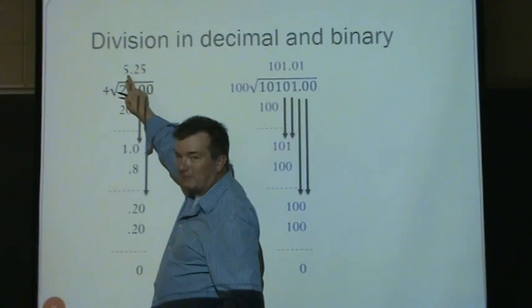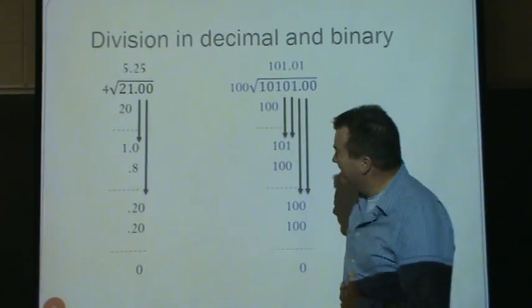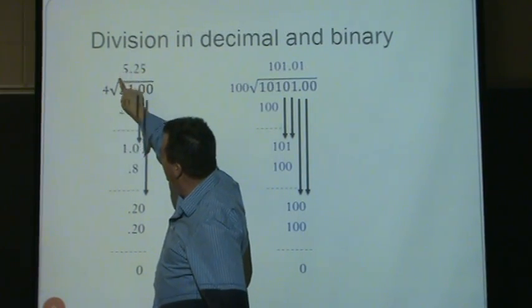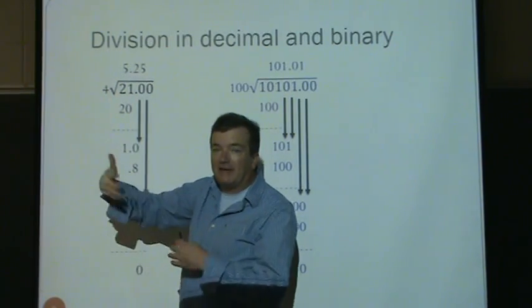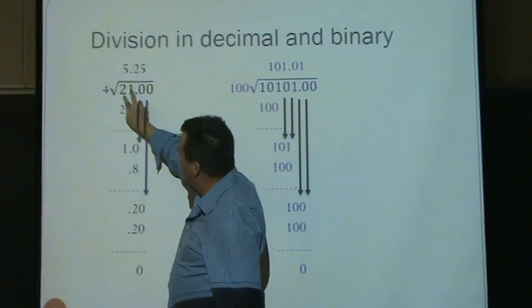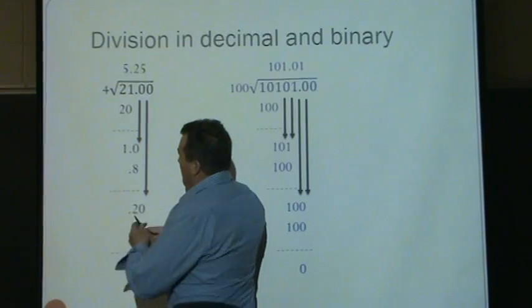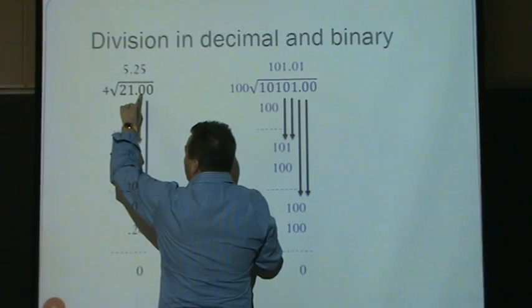So you write a 5. Is that the way you learned it? Okay, I didn't know if that's a new way. Now you take 5 times 4, because you want to see how much is left over. 5 times 4 is 20. You subtract: 21 minus 20 is 1. Then you ask yourself how many 4s are in 1, and there aren't any. So you bring down a 0.